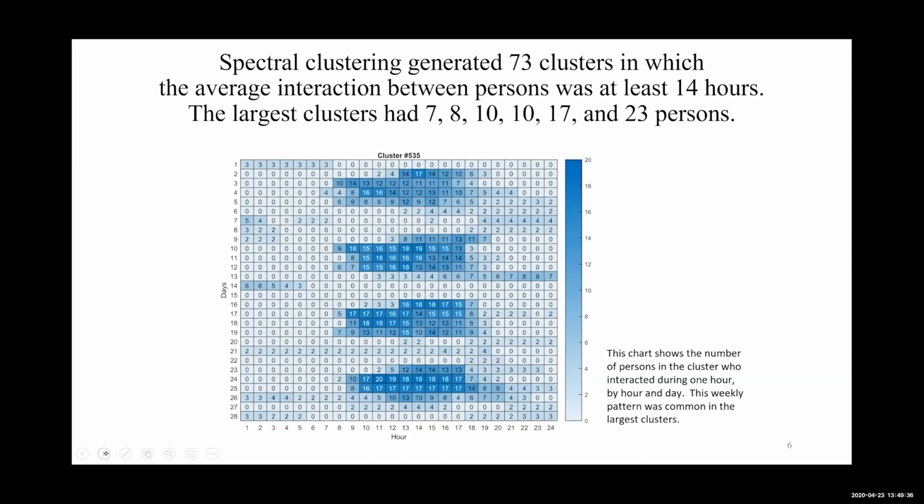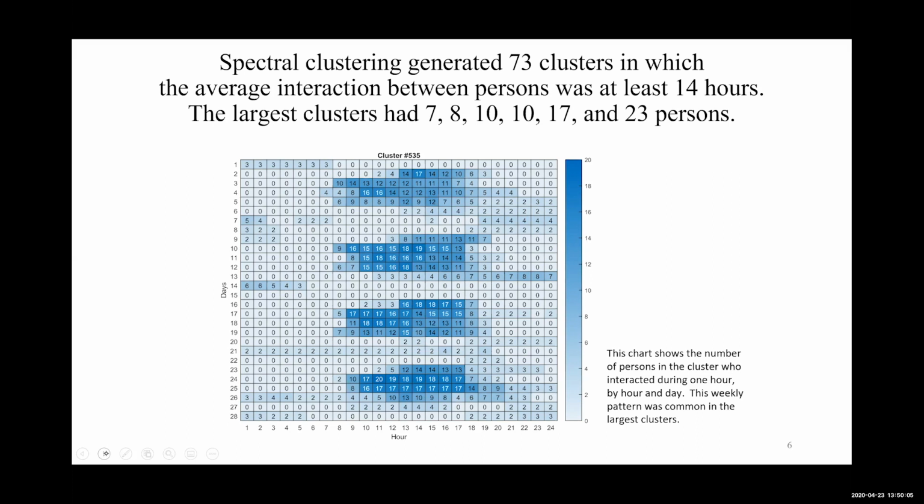And this is a timeline. This graph shows a timeline for the largest cluster of 23 persons. In this figure, we have one row for every day in the data set and one column for every hour. And the number in each cell represents the number of persons in that cluster who interacted with at least one other person in the cluster during that hour.